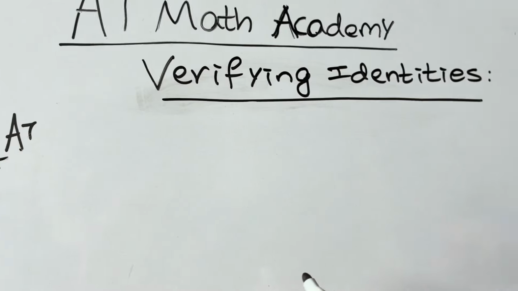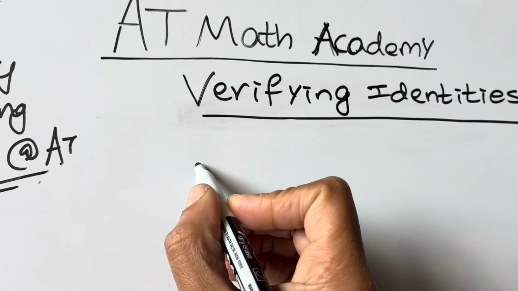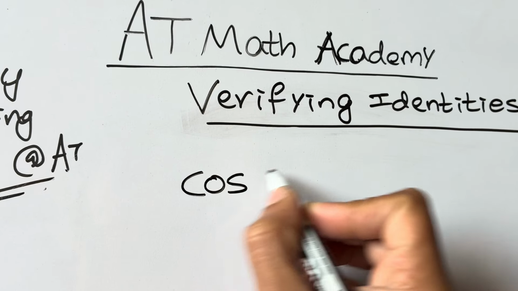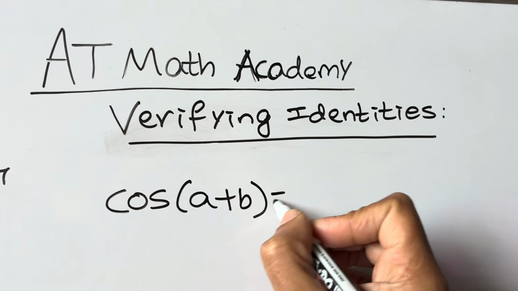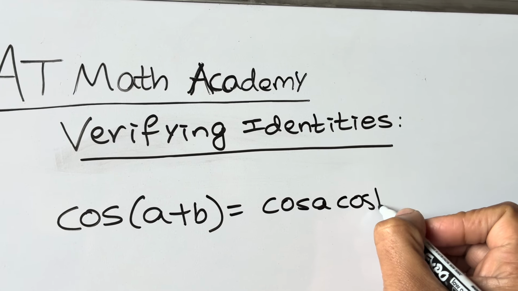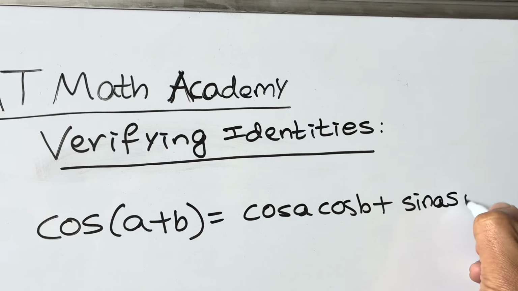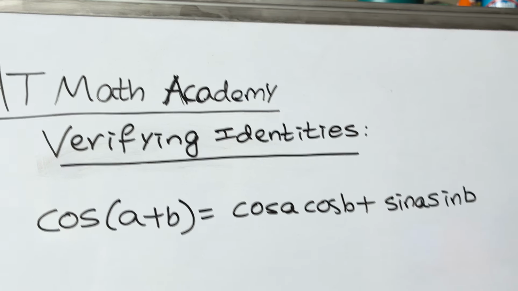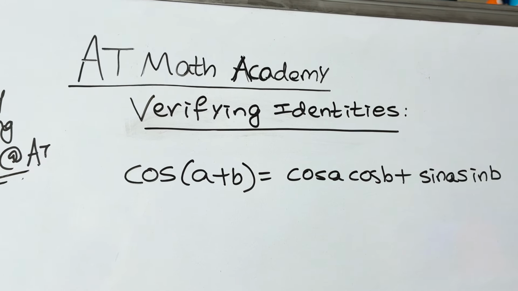Today we are going to verify some more identities. So one of the trigonometric identities with cosine ratio is cos of A plus B is equal to cos A cos B plus sin A sin B. So we are going to see how this identity is formed and derived.